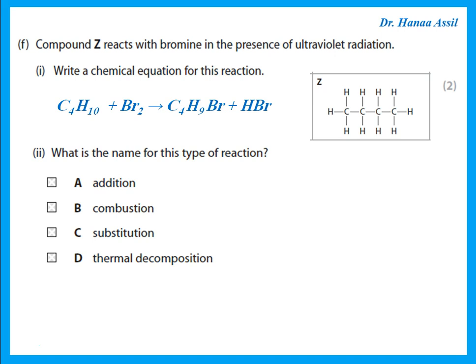Now, one of the hydrogens is removed and replaced by 1 bromine. So instead of having C4H10, we now have C4H9Br. So we removed one of these hydrogens and put a Br. So my other product is the hydrogen that was removed and the Br that remained from the Br2. So my other product is hydrogen bromide. Now, what is the name of this type of reaction? Remember, reactions of alkanes with halogens in presence of UV light, that is called substitution reaction.